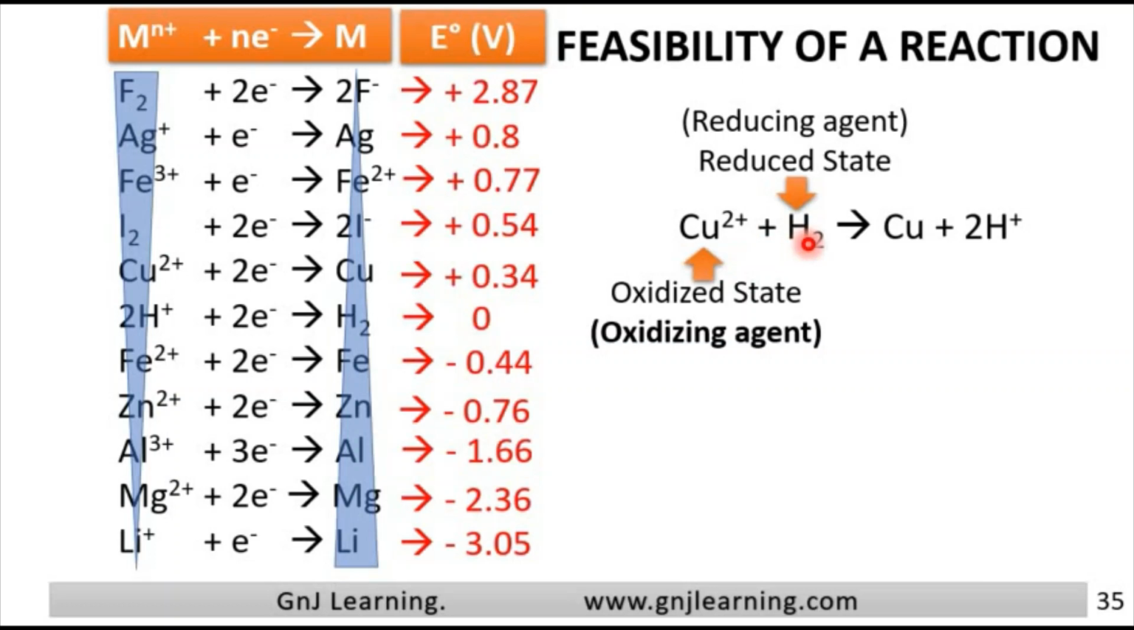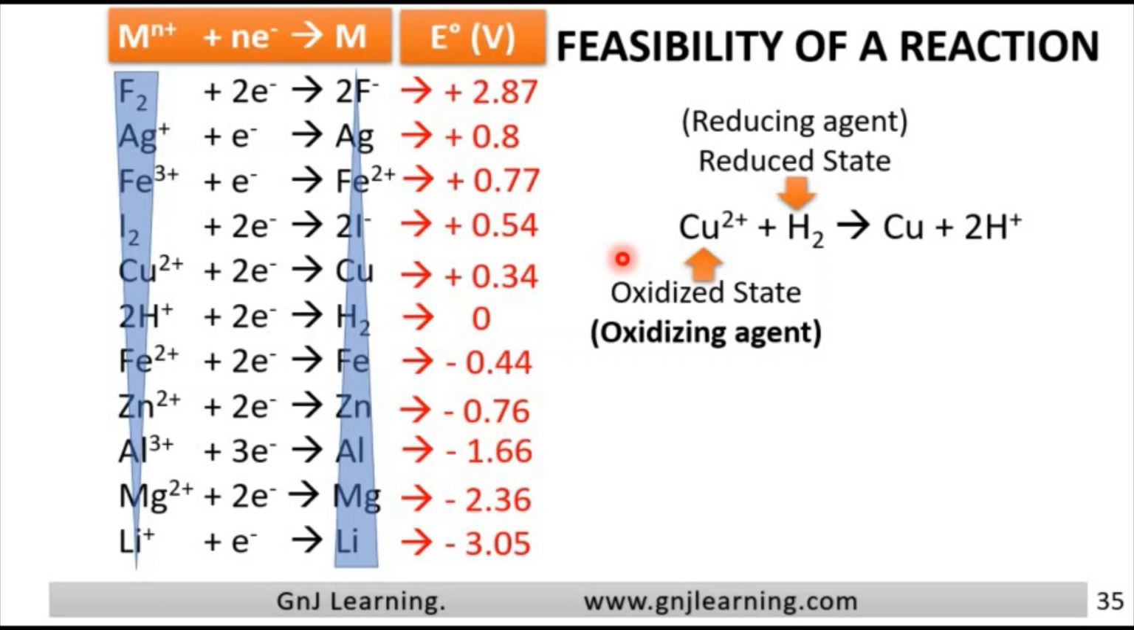In a reaction, if one is an oxidizing agent, the other will be a reducing agent. The oxidized part is the oxidizing agent and the reduced part is the reducing agent. So a reaction always takes place between an oxidizing agent and a reducing agent. The thing is, if you look into the oxidized part here, between these two half cells, the oxidized part belongs to the half cell which has the higher E0 value. So it's always like that.